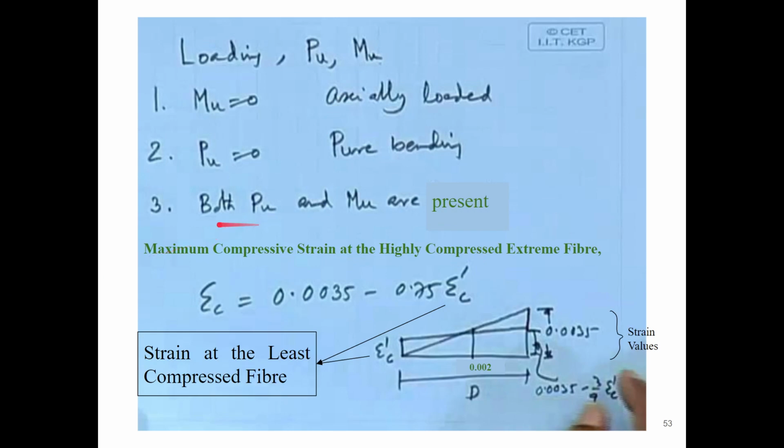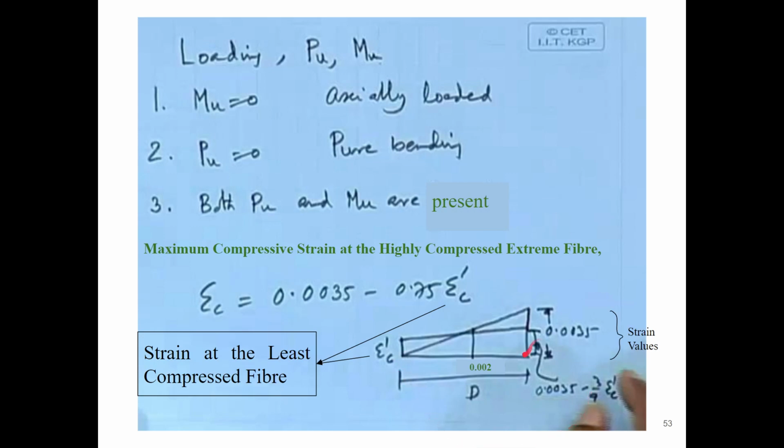If both are present, then as we discussed in the assumptions, there is the maximum compressive strain at the highly compressed extreme fiber, which is epsilon c. If you see this diagram, say for example this is the section, and this is the length of the section. This part has the maximum compression, that is the fiber with the maximum compression, and this side is the fiber with the least compression or maximum tension.